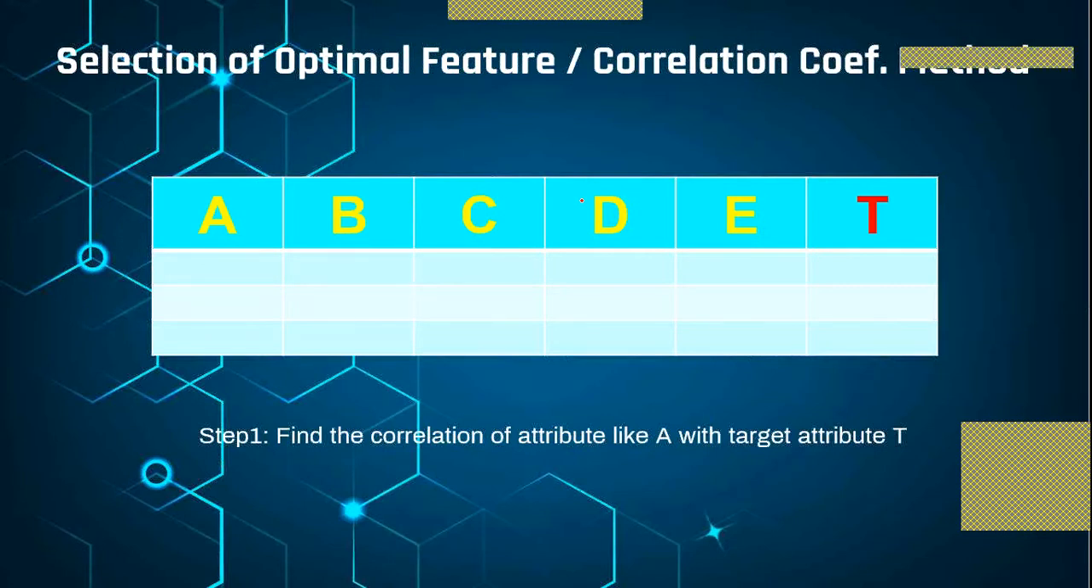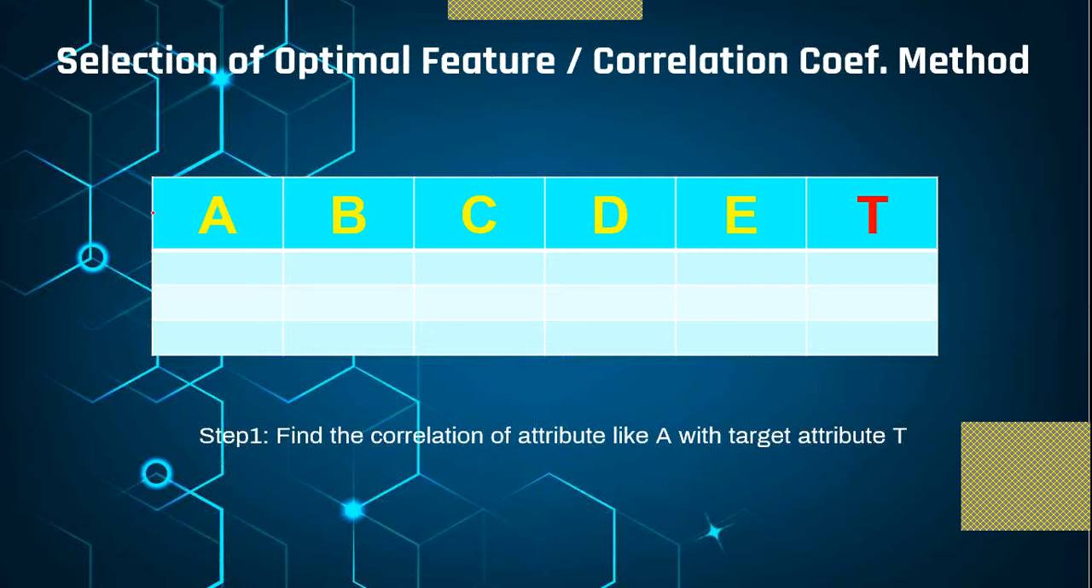Now, the selection of optimal features by the correlation coefficient method. There is another method we use for feature selection, called the correlation coefficient method. So what exactly are we doing in the correlation coefficient method? Let us consider you want to find the correlation of an attribute like A with a target attribute T. Okay, so this is one data set.